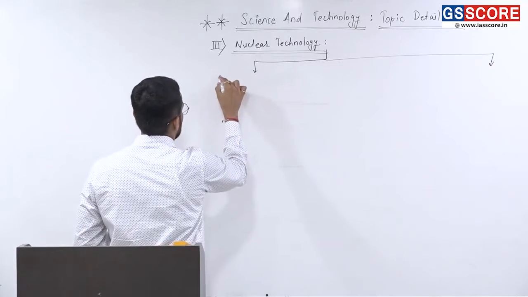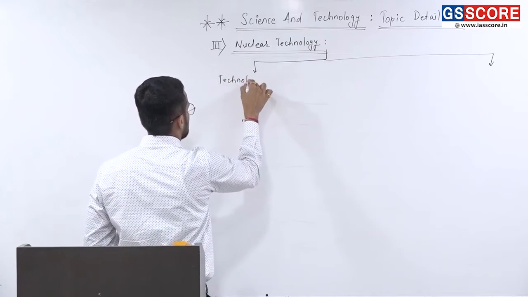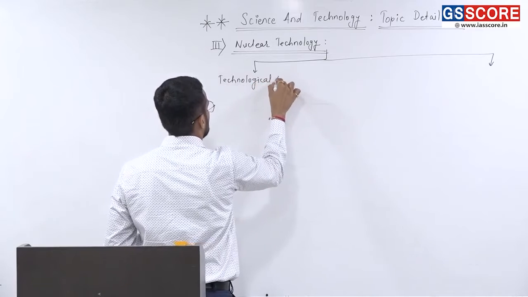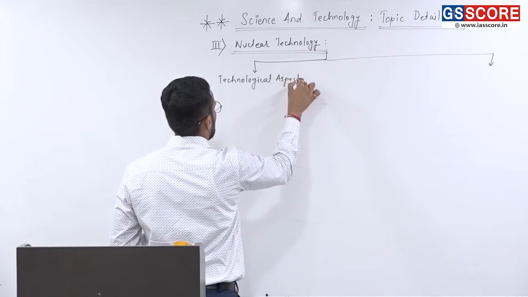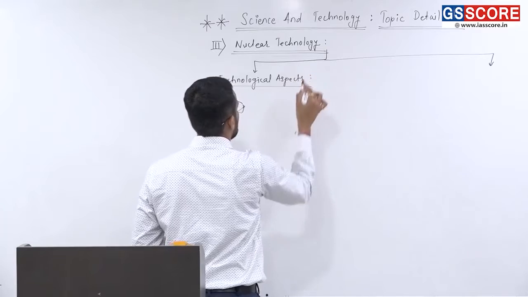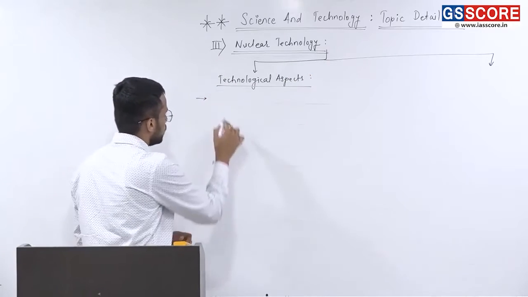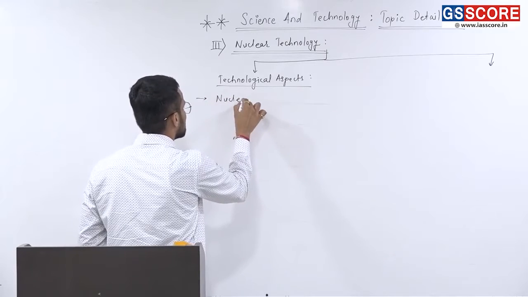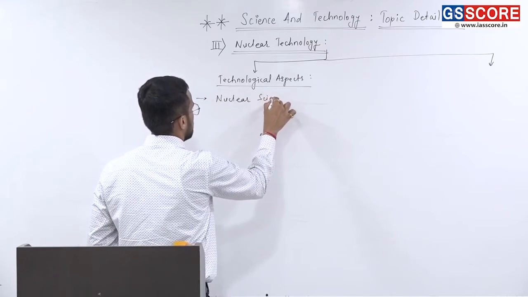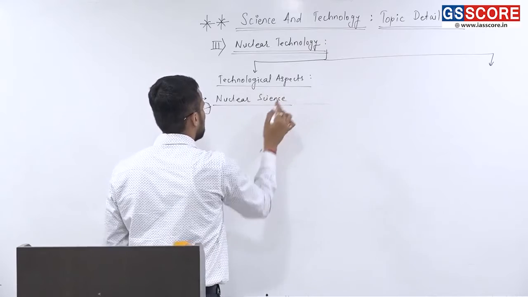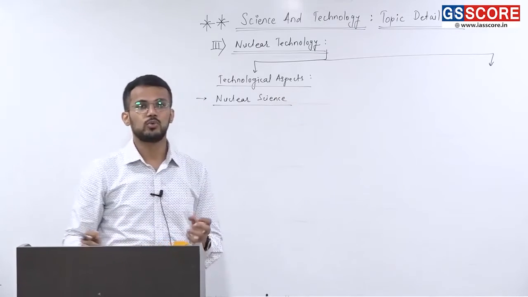Firstly, technological aspects. So which technological aspects are important for nuclear technology? Firstly, you must be aware of nuclear science. Nuclear science. That means basic concepts related to nuclear science.